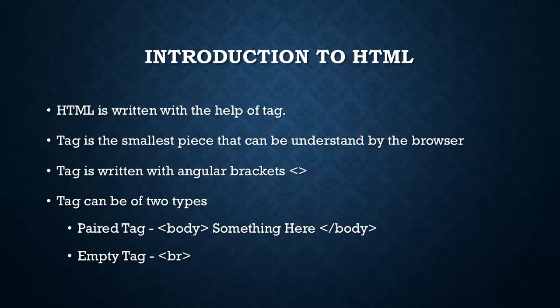HTML is written with the help of tag. Tag is the smallest unit that can be understood by the browser. Tag is written with the help of angular brackets. Tag can be of two types. First is pair tag and second is empty tag.